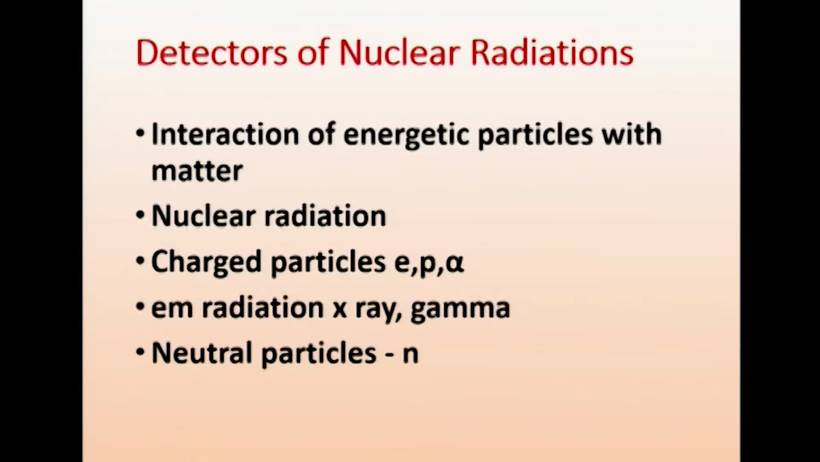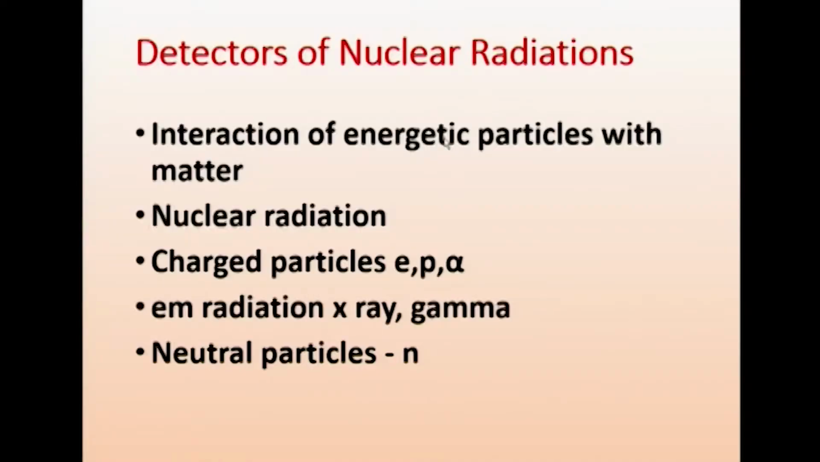So, detectors of nuclear radiations. We have to discuss the interaction of energetic particles with matter. All the nuclear radiation will be in MeV. That is why we say energetic particles. Ordinary light is all in eV, electron volt, and X-ray is going to be in keV, kilo electron volt, whereas nuclear radiation will be in MeV. So, they are all energetic particles. That is why we say interaction of energetic particles.